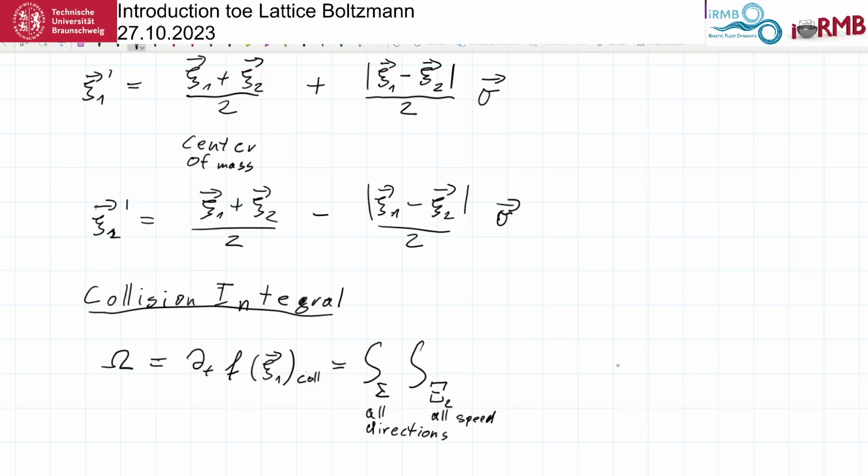So you could collide with all the other particles. You're looking at particle 1 and now you are integrating over all possibilities that it meets a particle 2, right? So over all of them, then there is a so-called collision kernel. This is the thing that depends on what the forces are, what the size of the particles are, and so on.